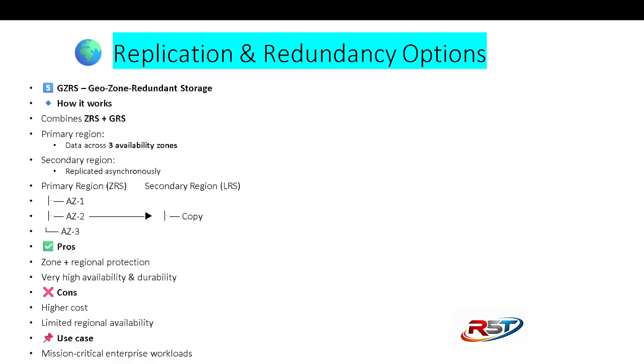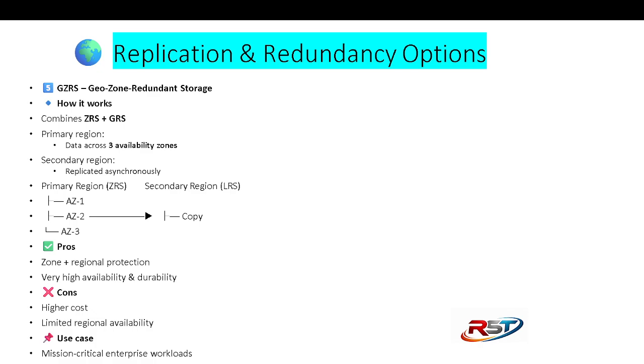GZRS, Geo Zone Redundant Storage. How it works? Combines ZRS plus GRS. Primary region, data across 3 availability zones. Secondary region replicated asynchronously. And primary region only it maintain 3 copies, and secondary region replicated asynchronously 1 copy. Primary region ZRS availability zone 1, availability zone 2, availability zone 3 it maintain 3 copies, and secondary region only 1 copy it maintain. Like LRS only 1 data center it copies.